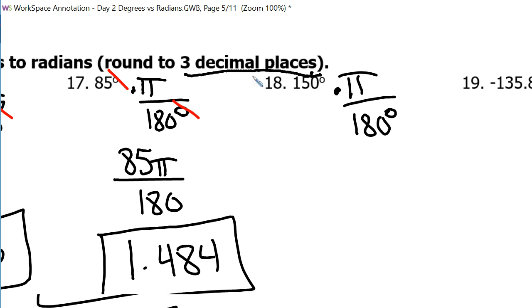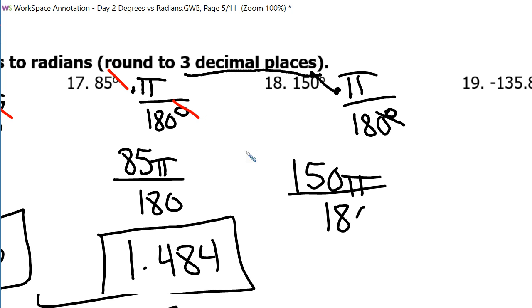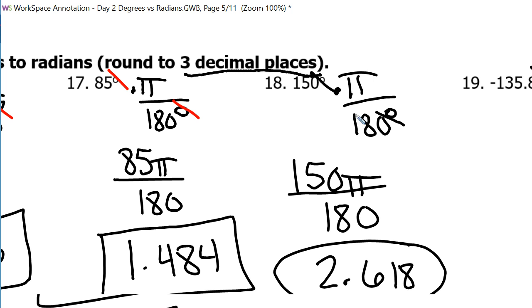Let's see, these degree symbols cancel, so this is 150 pi over 180. And what did you get for that one? 2.618. 2.618. Next one, the degree symbol in the numerator and denominator cancel. This is negative 135.8 pi. Divide by 180. And to 3 decimal places, what was this one? Negative 2.370.